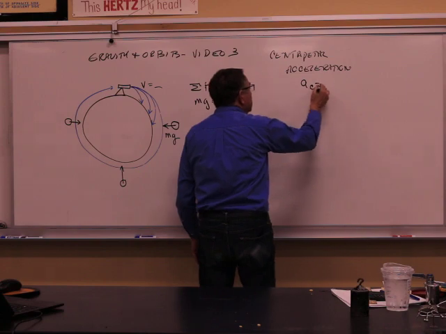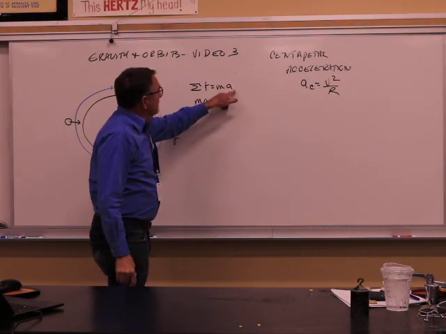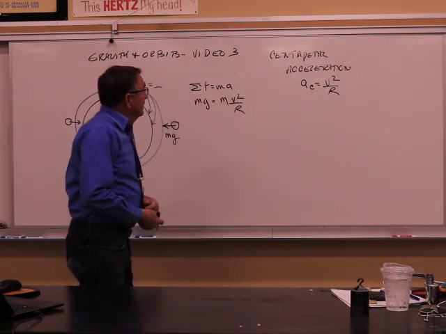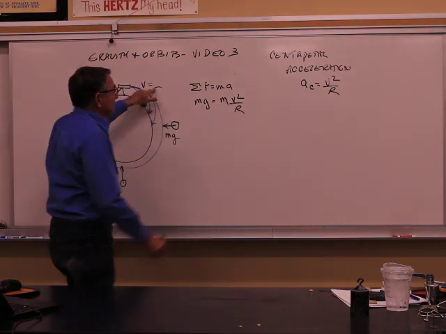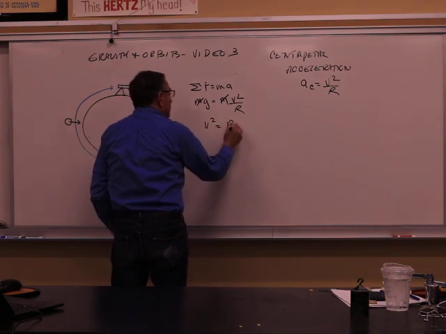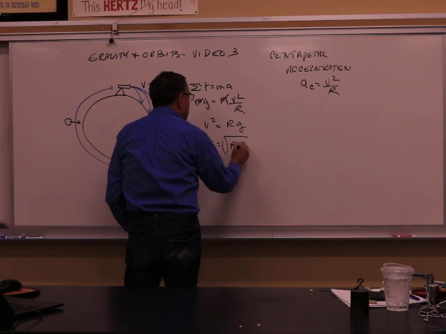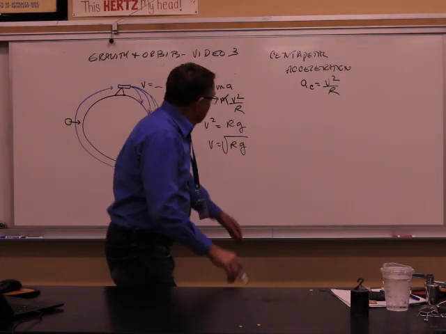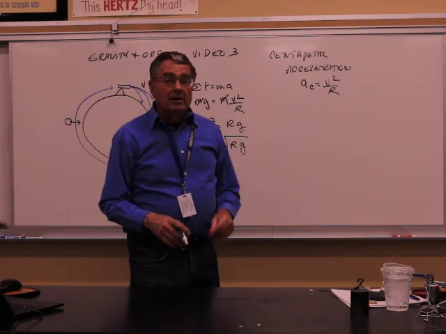A sub c is v squared over r. That goes in here. V squared over r. Now, there's your velocity. These cancel out. Velocity squared is rg, or v is the square root of rg. Now, there is the actual value for the velocity. So, an example.